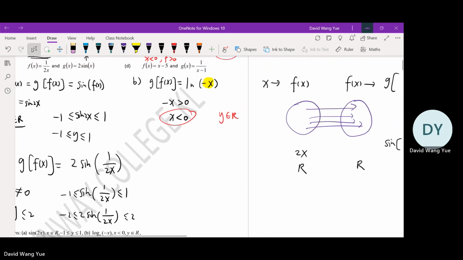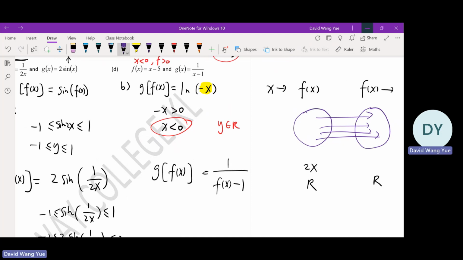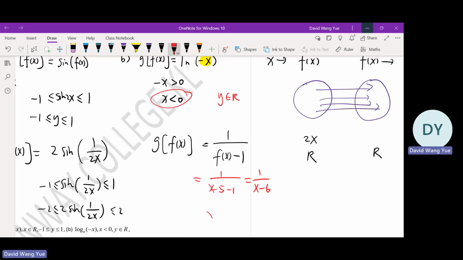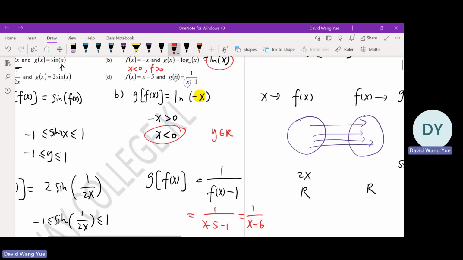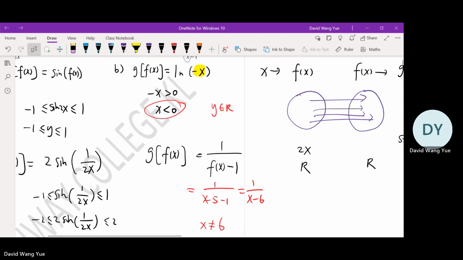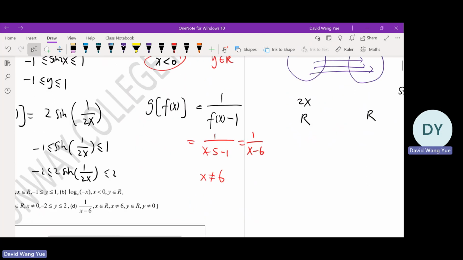Okay, last one. g(f(x)) is 1 over f(x) minus 1. Sometimes if you feel that the function is very hard to calculate as a composite, just be careful and do it step by step. So firstly, replace the x by f, and then sub in the f. In this case, the domain: x cannot be 6. And then the range: y cannot be 0.